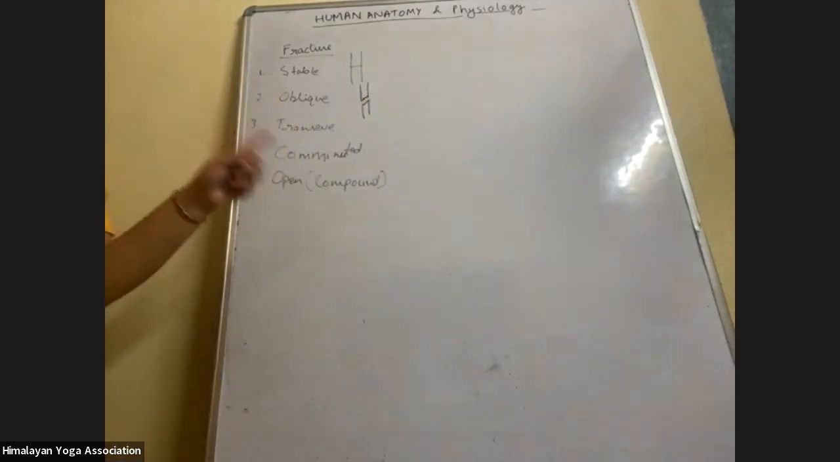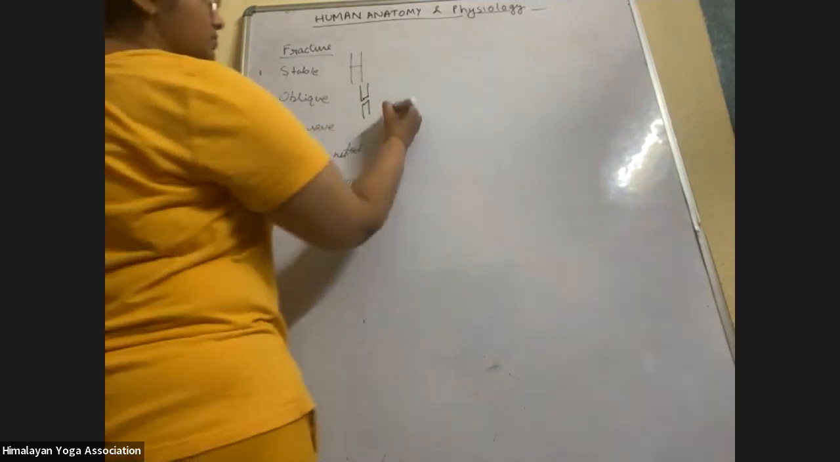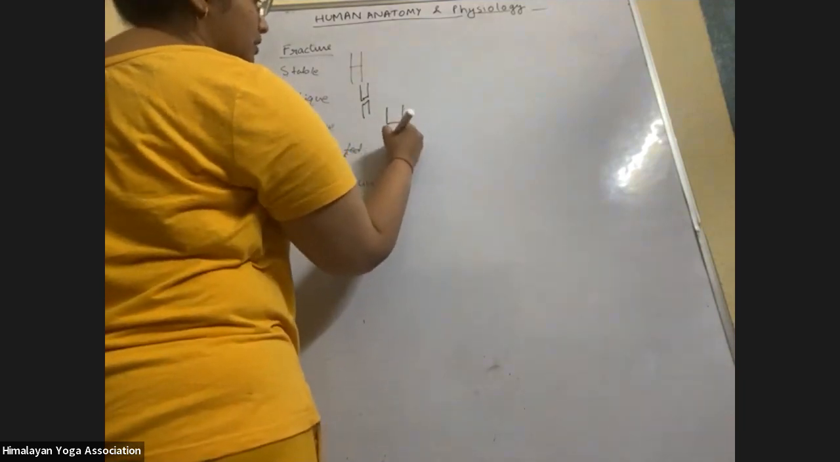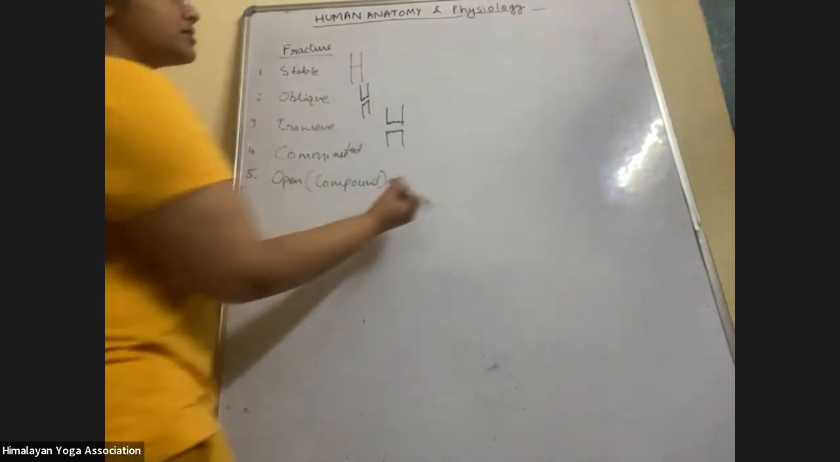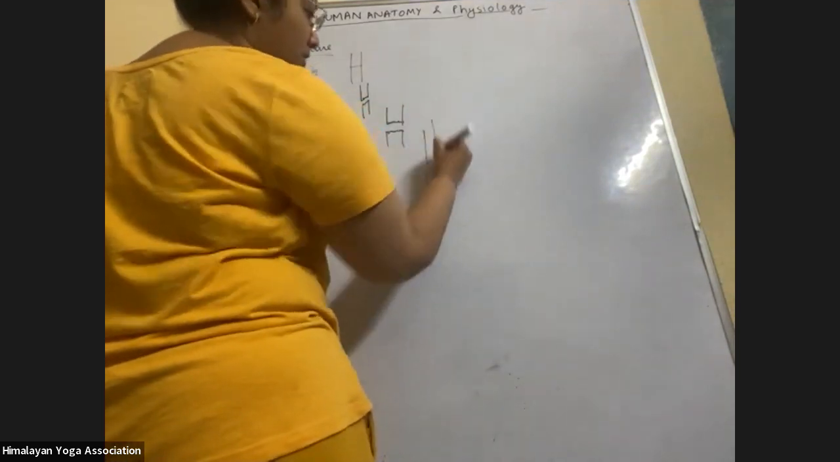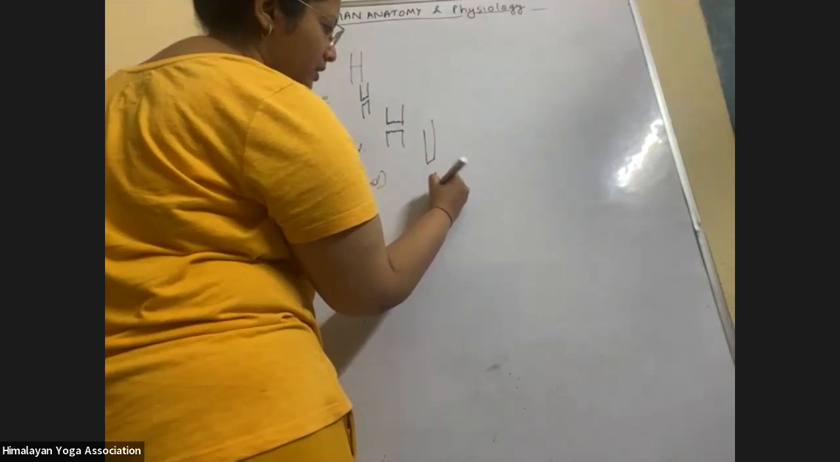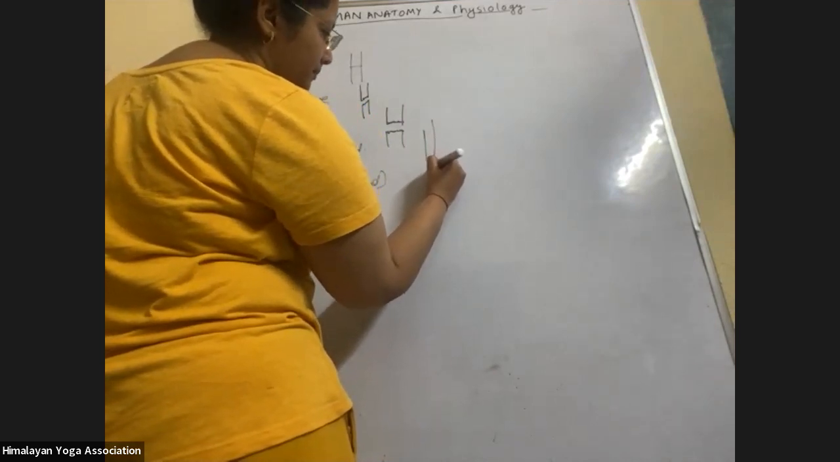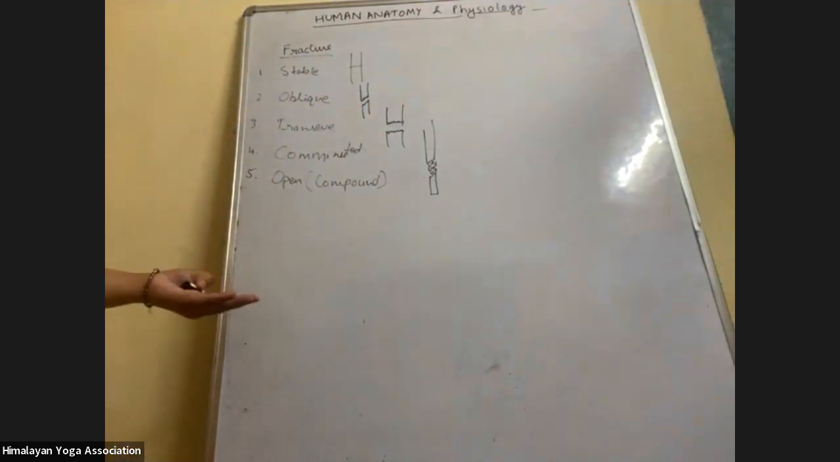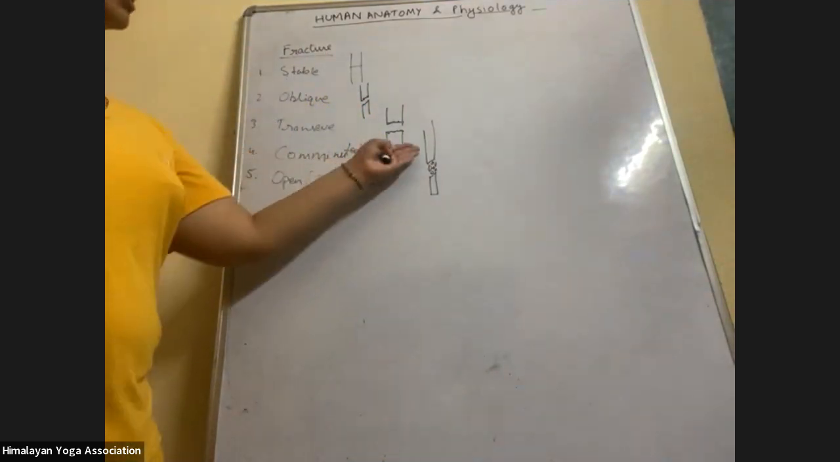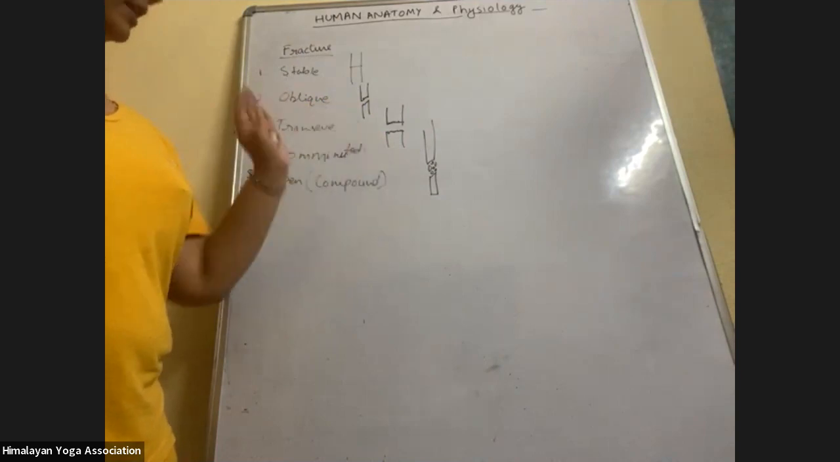The fracture is angled, and transverse it is horizontal. And comminuted it is broken into several pieces. More than 3 pieces. Okay. 3 or more pieces, then it is comminuted fracture.